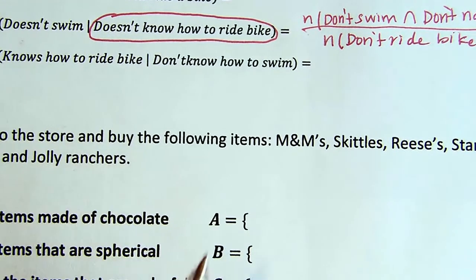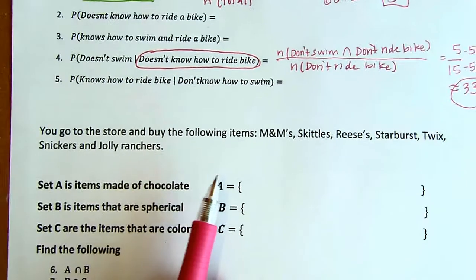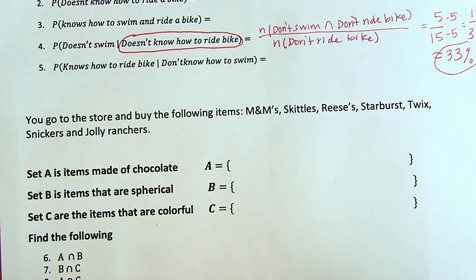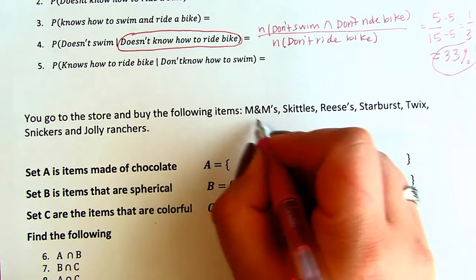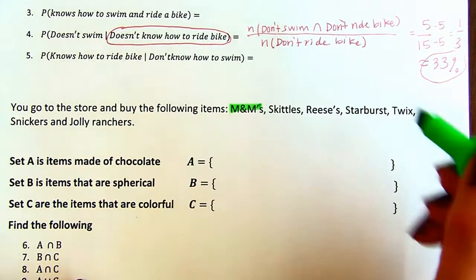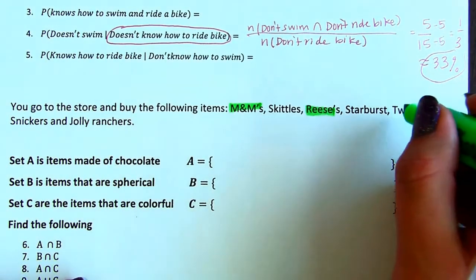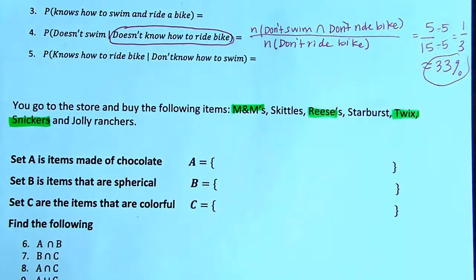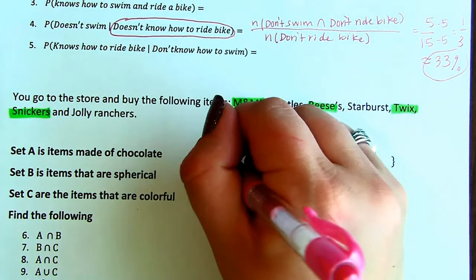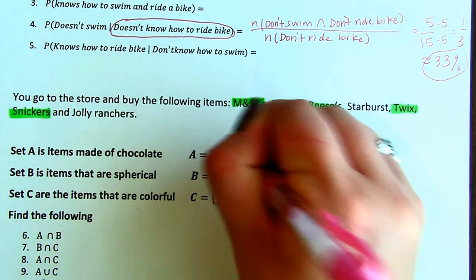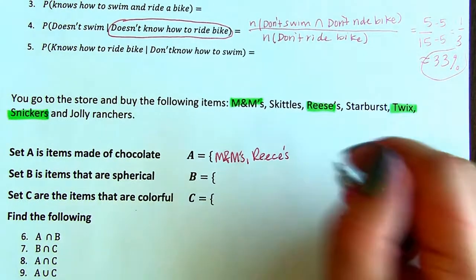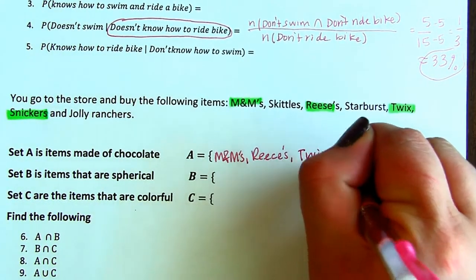So I find that highlighting makes things a little bit easier to see. So all the items that are made of chocolate, we have M&M's, Reese's, Twix, and Snickers. That's everything that's made of chocolate, and that's going to be in A. M&M's, Reese's, Twix, and Snickers.